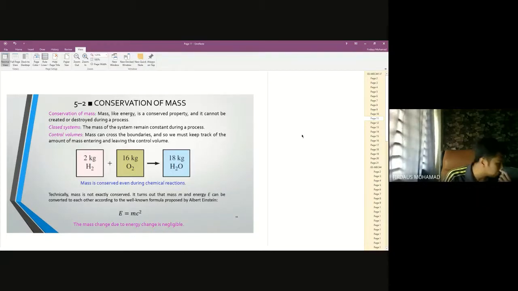This is the illustration of mass is conserved. If 2 kg of hydrogen plus 16 kg of oxygen, and then the product, the combustion product ataupun after the chemical reaction, it will produce H2O, which is water vapor, 18 kg of water vapor. So yang ni kita boleh neglect, which is the mass change due to energy change. That will not be covered in this course ataupun in this chapter. Kita just focus on the mass, the conservation of mass.